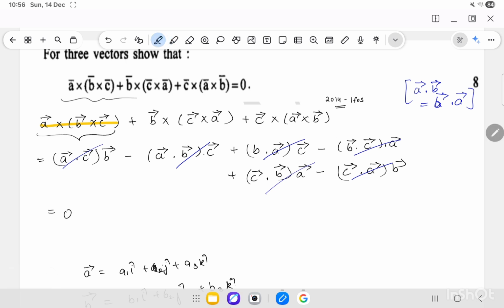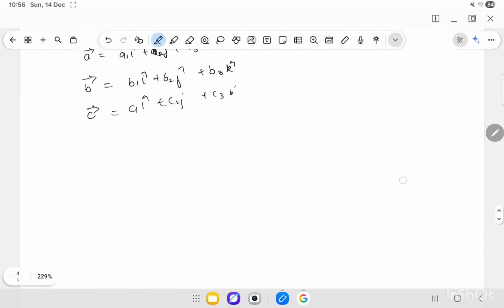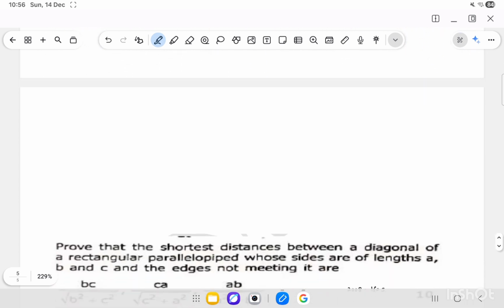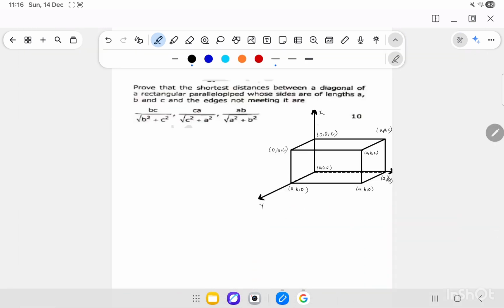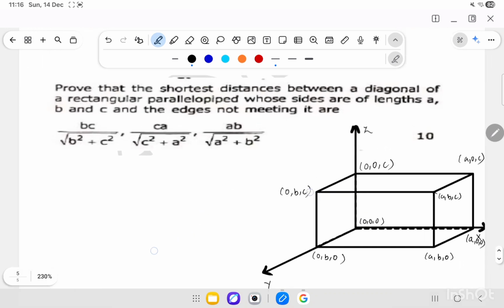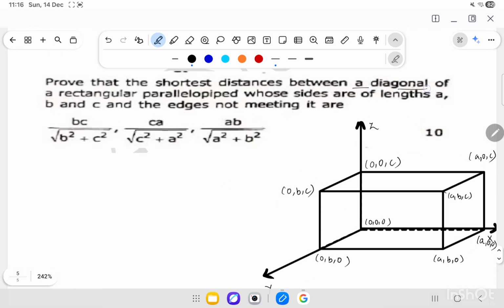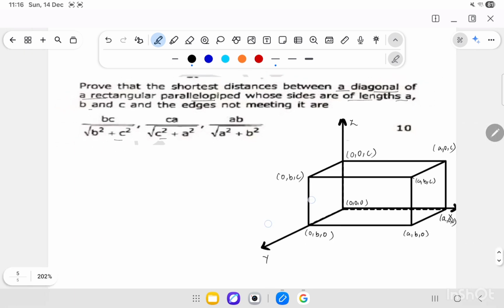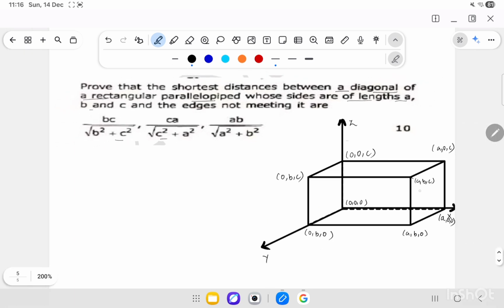Now let's move on to discuss the last question that was asked on this topic. The next question says: prove that the shortest distance between a diagonal of a rectangular parallelepiped whose sides are a, b and c and the edges not meeting it are these. So we are supposed to show that if there is a diagonal, then the shortest distance between that diagonal and the sides that are not touching that diagonal in any way are these three.